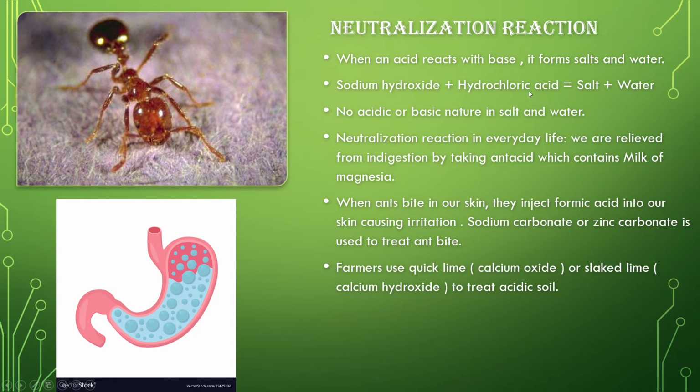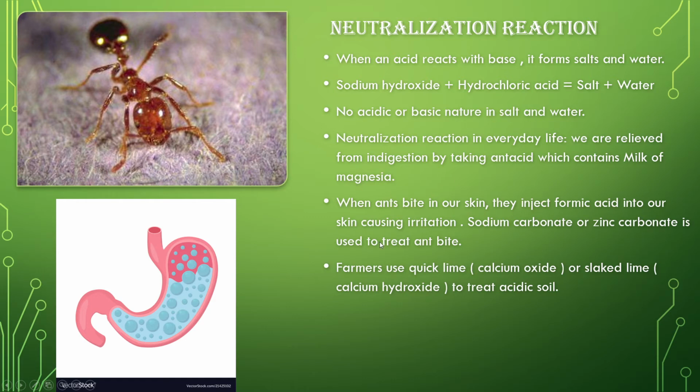Suppose hydrochloric acid and sodium hydroxide. Hydrochloric acid is an acid and sodium hydroxide is a strong base. So when these two react, after the reaction they form salt and water. Within the salt and water you will not find any nature of acid or base. That means the acidic nature and basic nature are neutralized and it forms salt and water. So there is no acidic or basic nature in salt and water.